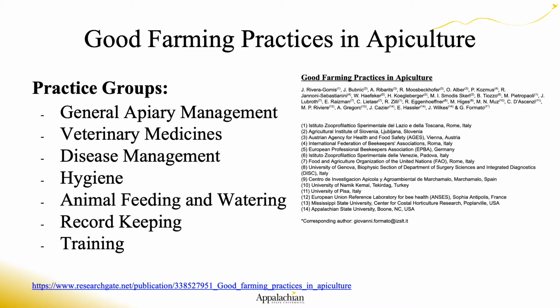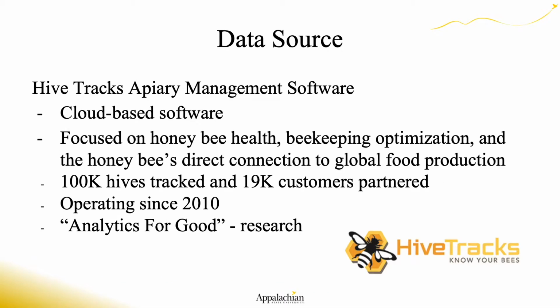This study began with prioritization of beekeeping best practices by both beekeepers and researchers alike, to rank a list of 234 practices on a level of importance. These practices broke down into a series of groups from disease management to record keeping. They're listed on the left side of the screen. From there, we were tasked with evaluating select practices using data. These practices were later published in the Good Farming Practices and Apiculture paper and was the guide for the start of our research. Now you may be wondering what data set we would use to conduct this task.